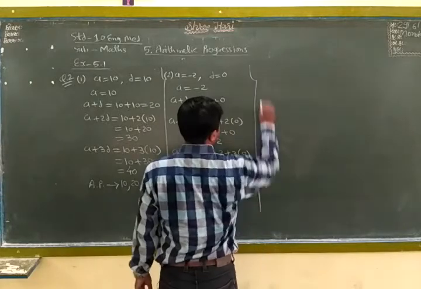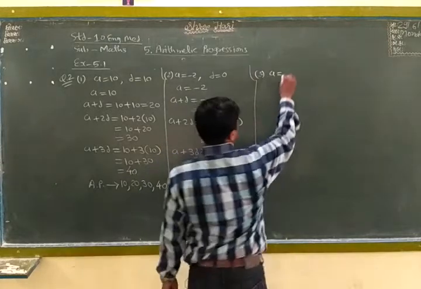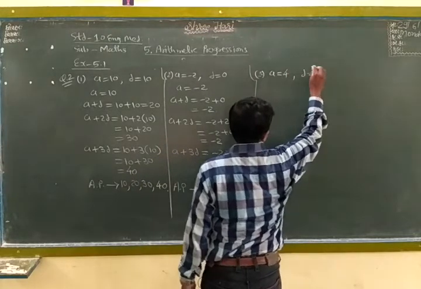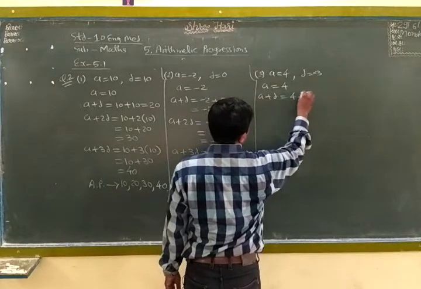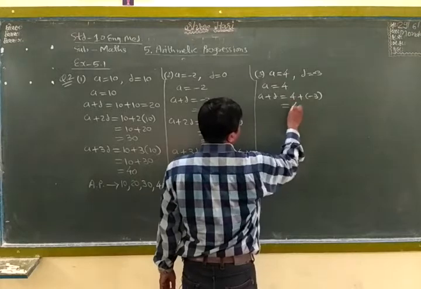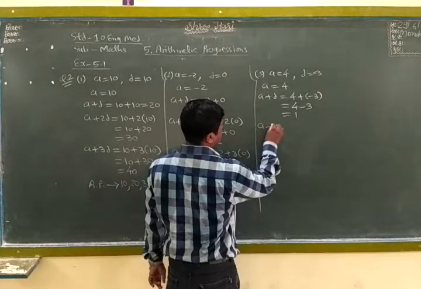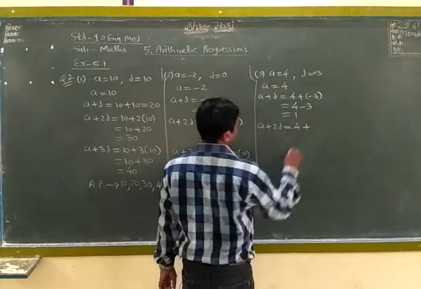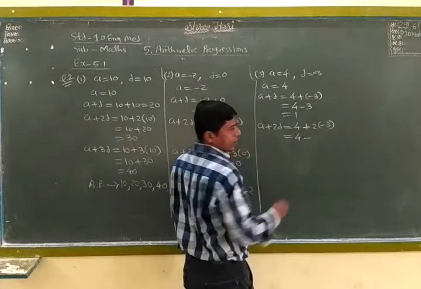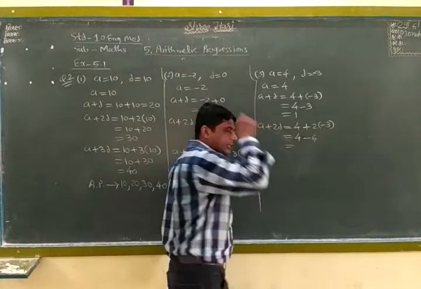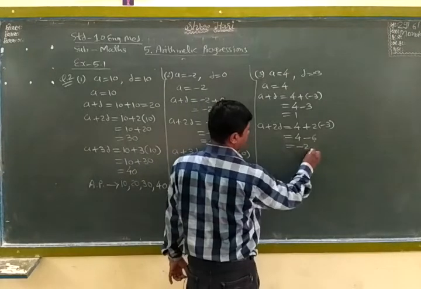Third question. A is equal to 4 and D is equal to minus 3. So first term A is equal to 4. A plus D, 4 plus minus 3, plus times minus gives minus, 4 minus 3 is 1. Second, A plus 2D, 4 plus 2 times minus 3, plus times minus gives minus, 2 times 3 is 6. 4 minus 6 is not possible, but 6 minus 4 is possible, so 2, but with the bigger number's sign, minus 2.